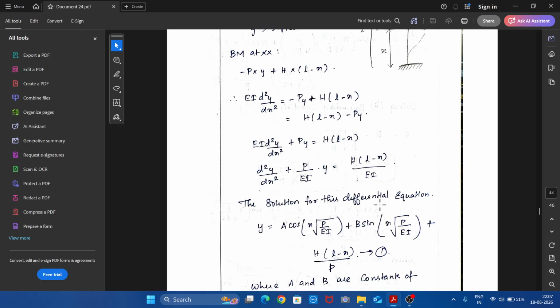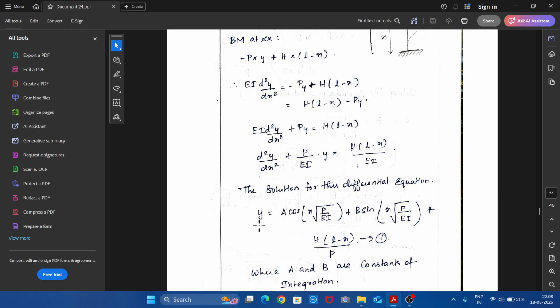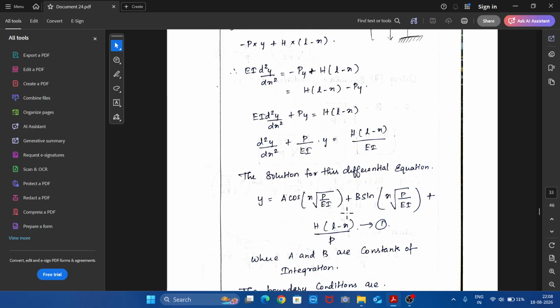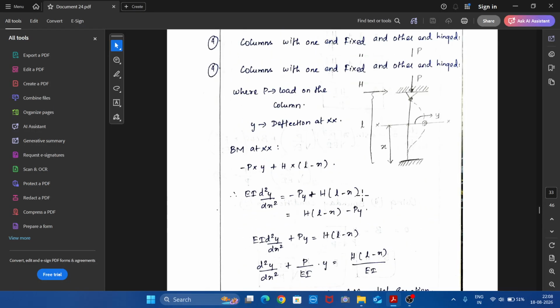The solution for this differential equation will be y equal to, as usual, A cos x root P by EI plus B sin x root P by EI. And there will be some additional term. This additional term we can remember like this. If we have H into L minus x, this P will come here. Therefore, H into L minus x by P will be the additional term. This is equation 1. Now we need to find the constants A, B using the boundary conditions.